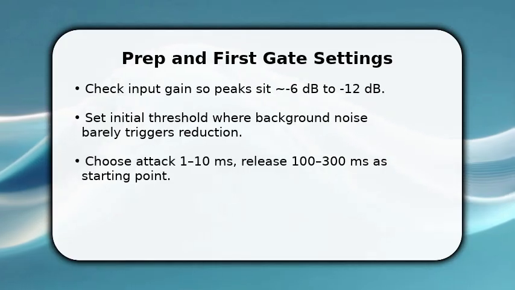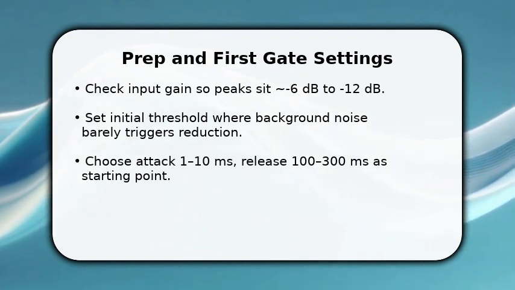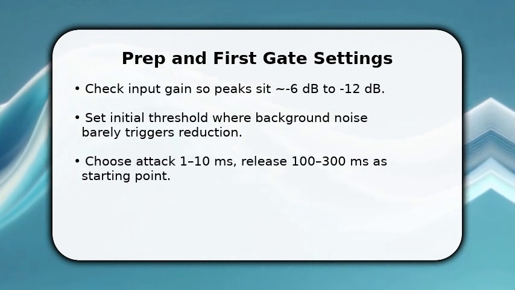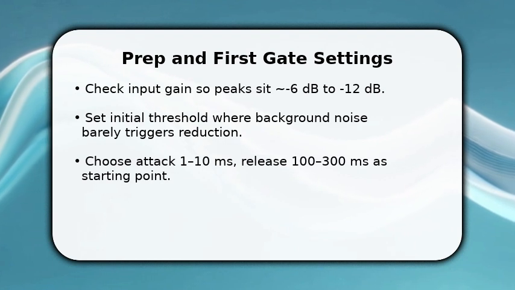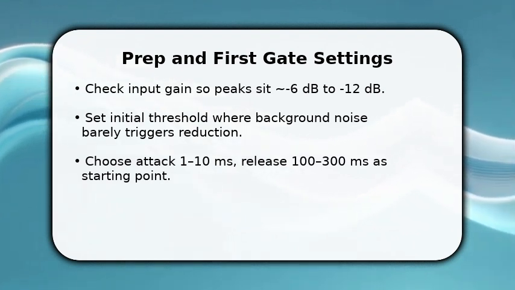You start by setting clean levels. Lower input gain if peaks clip and aim for peaks around -6 to -12 dB so the gate reacts predictably. Once done, drop the threshold until you hear steady noise reduction but not choppy cuts. This defines what the gate treats as noise versus signal.